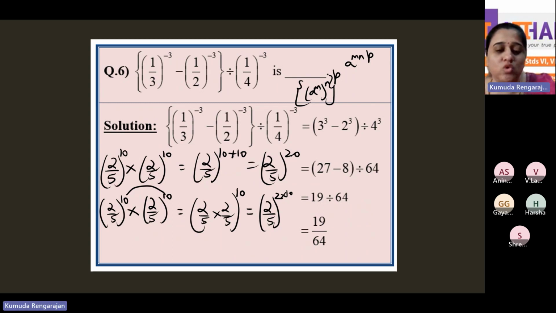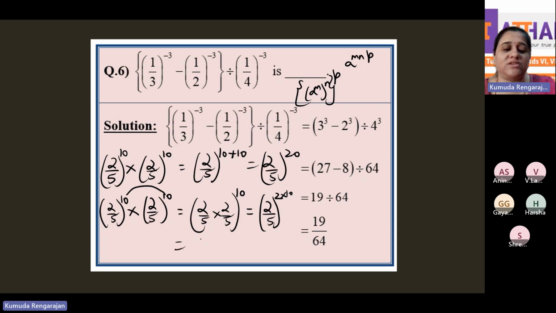So here also, 2 by 5 into 2 by 5 is 2 by 5 the whole square. A into a is a square. There's already a power 10, so into 10. So what is that? 2 by 5 to the power 20. So it's the same.